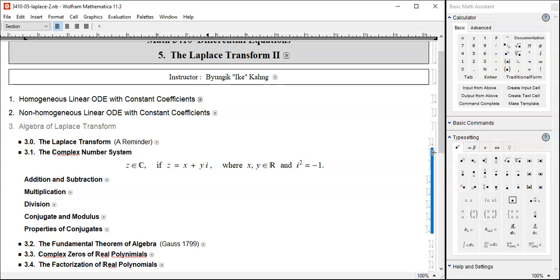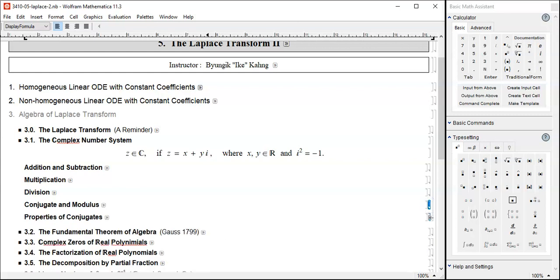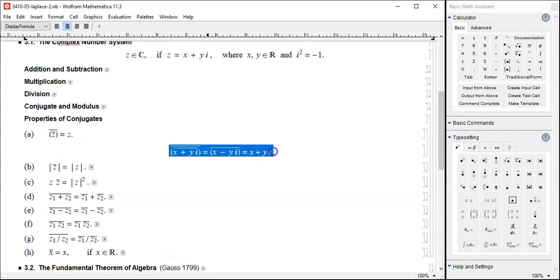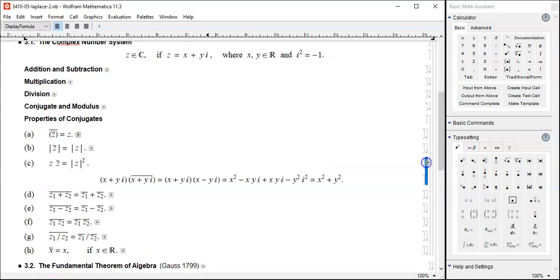Number 1, complex number system. Everybody knows the definition, right? Imaginary number, i squared equals -1, and x plus yi. Addition, subtraction, multiplication, division, conjugate and modulus. Everybody knows all that, okay. And here are some properties of conjugates that I'd like to remind. Double conjugation, simply changing the sign twice, so yeah. This too: modulus of conjugate is equal to modulus of the original. Multiply the conjugate and original and you get modulus squared, and here's the proof.